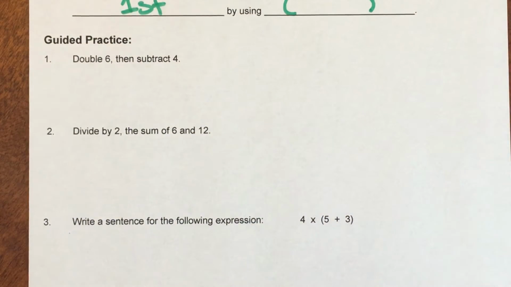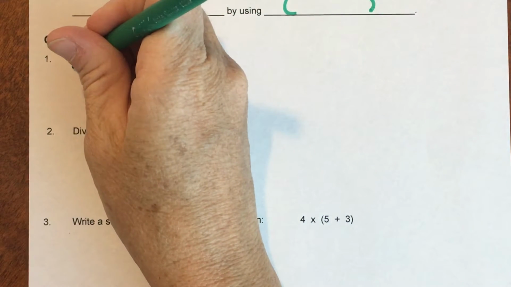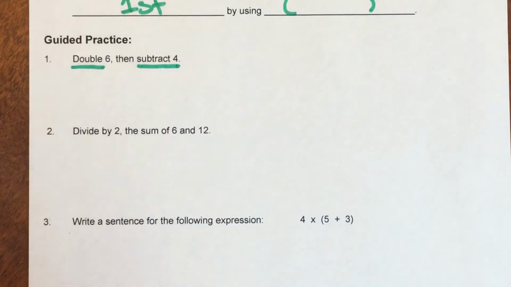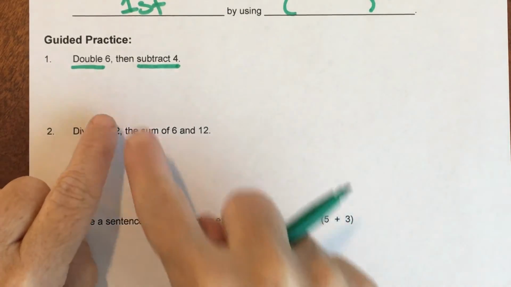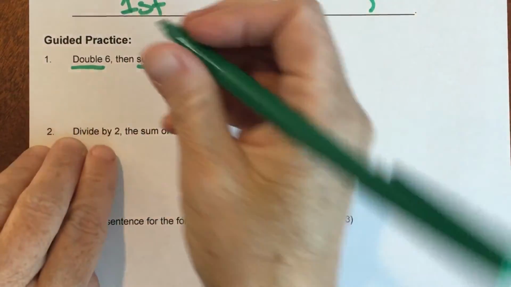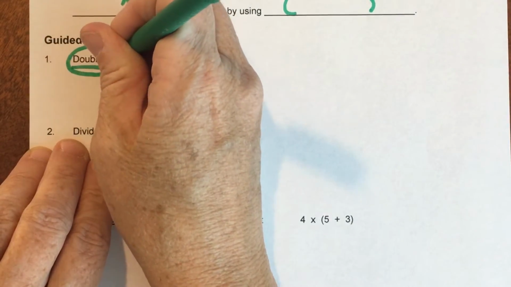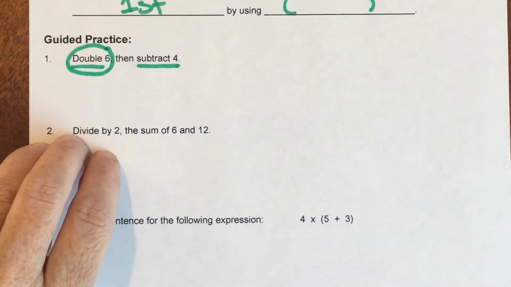On the bottom it says we want to double 6, then subtract 4. So first I'm looking for my two separate parts of the problem. So double 6 and subtract 4 are my two parts. Now I need to ask myself, which one do I need to do first? Well, the word "then" is a pretty good clue, because it tells me this is going to come next. So first I'm going to double 6, and then I'm going to do this next.